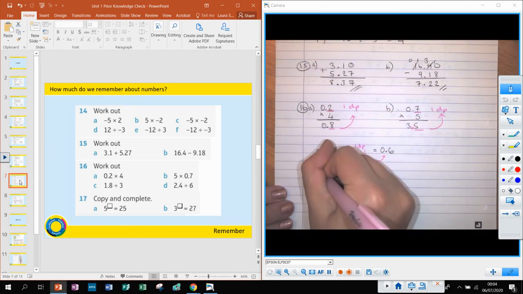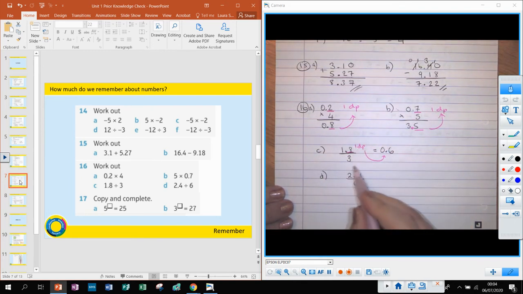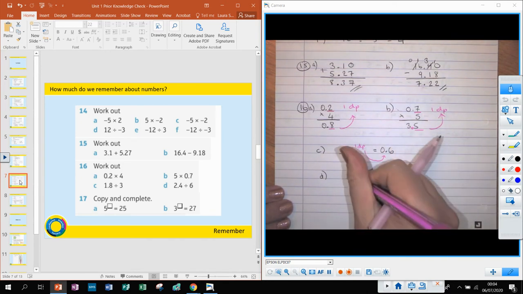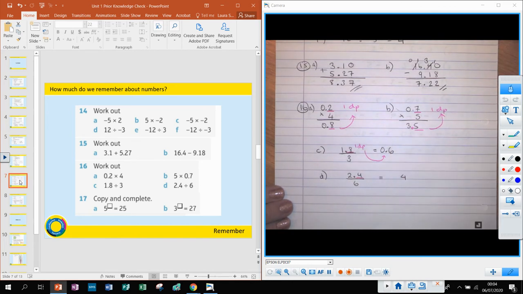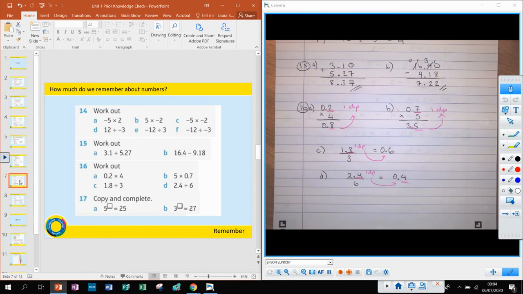And part D, okay, 2.4 divided by 6. Let's momentarily pretend that that is 24. We know that that would give me 4, but I do have one decimal place, so it can't be 4. It must be 0.4 because that gives me my one decimal place that I had in the question. Okay, so well done.